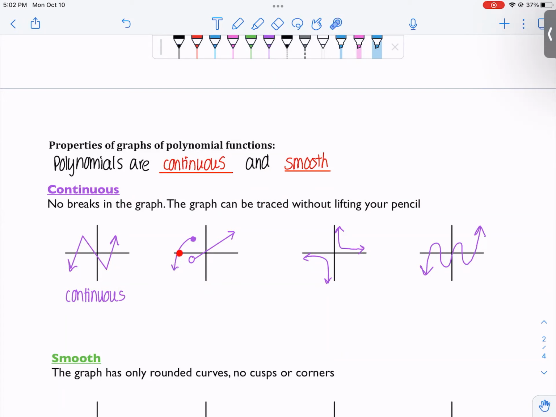Over here, trace, and uh-oh, I can't get to this second piece without lifting my pencil up. So this guy right here is not continuous. Zoom in. Here, trace, trace, trace. Uh-oh, I can't get up here without lifting my pencil. So that one is not continuous as well.